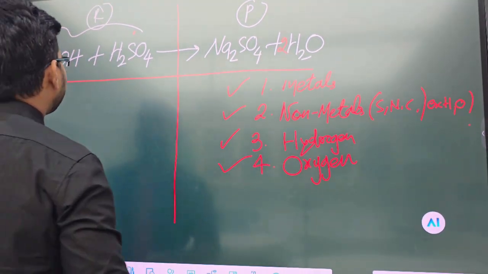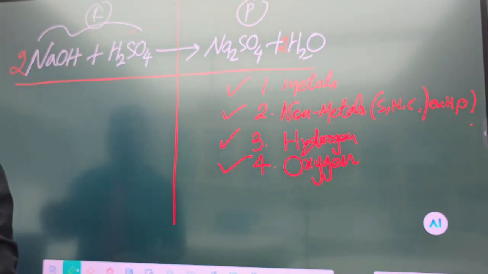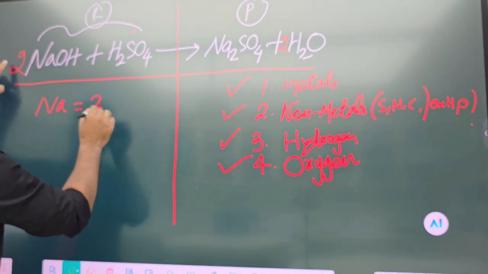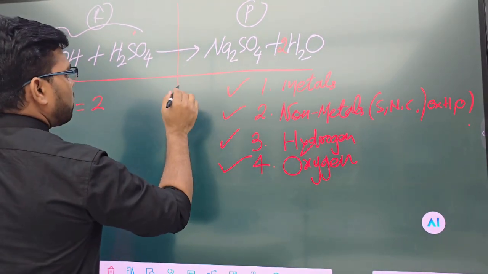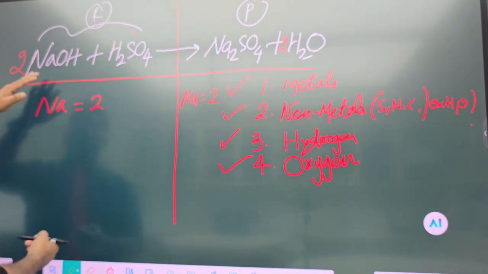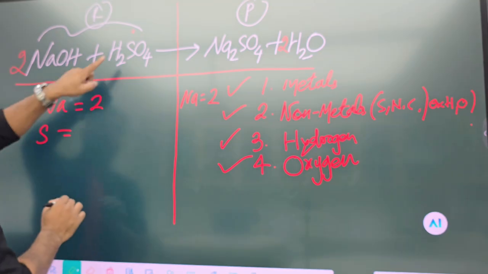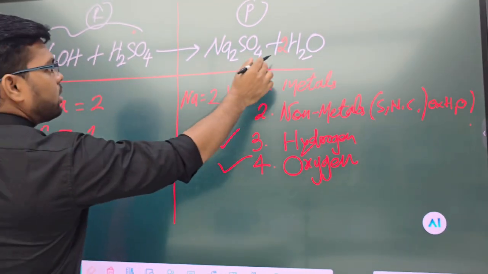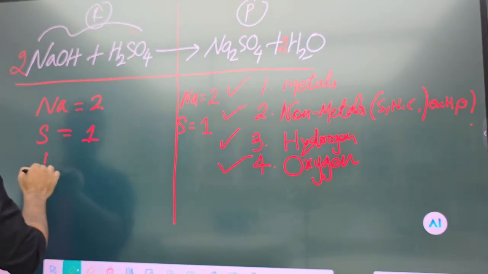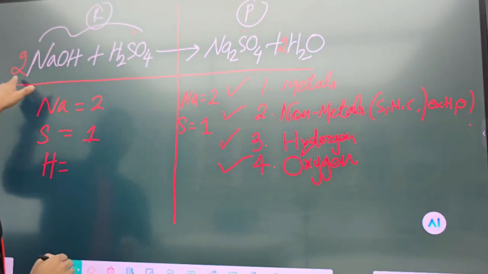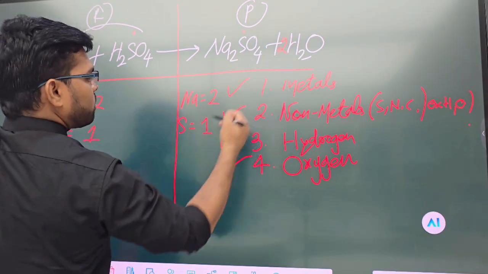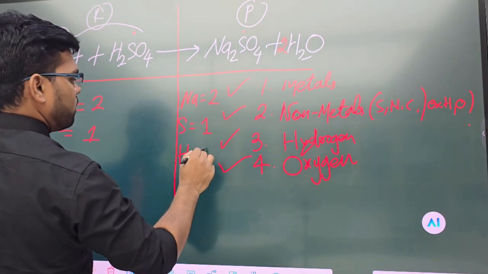How can you check? Just count the number of atoms at the reactant side. This is your sodium. How many sodiums are there? 2. The product side should also be the same, then only it is balanced. Sodium here 2. How about sulfur? 1 sulfur is present on the reactant side, and on the right side also 1. Then hydrogen. How many hydrogen? Here 2 hydrogen, here 2, so 4. Product side 2 times 2, 4. Hydrogen number 4. Okay.